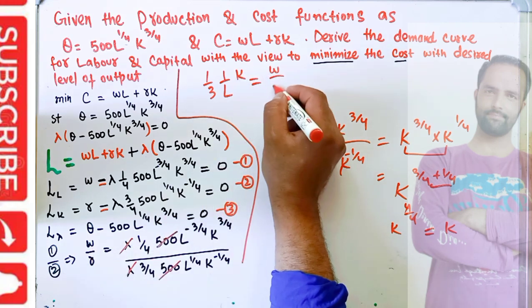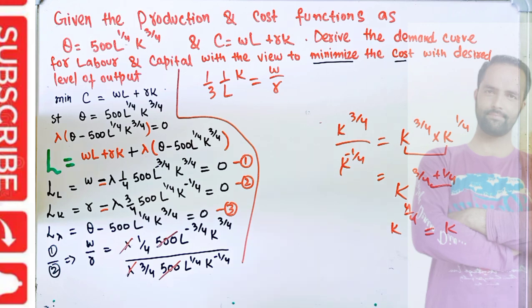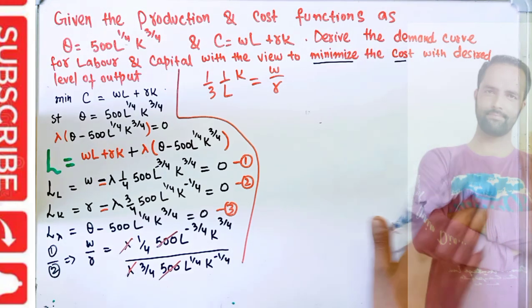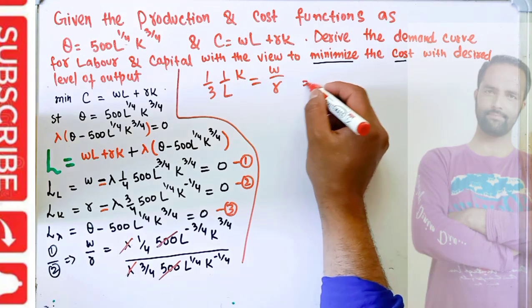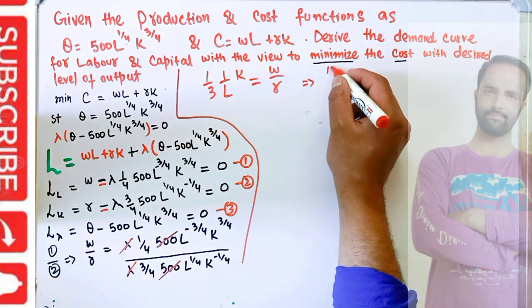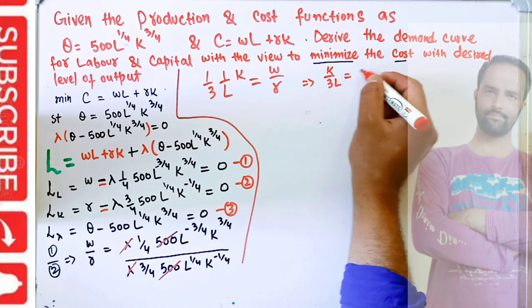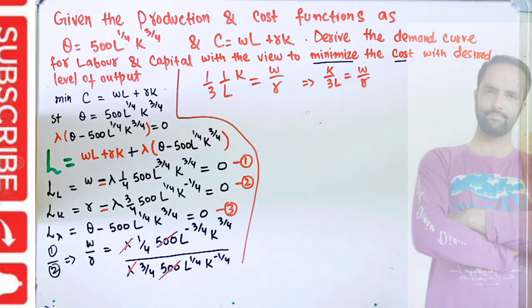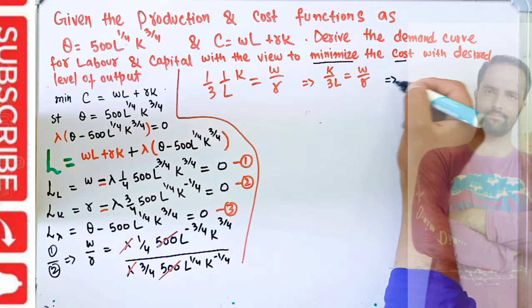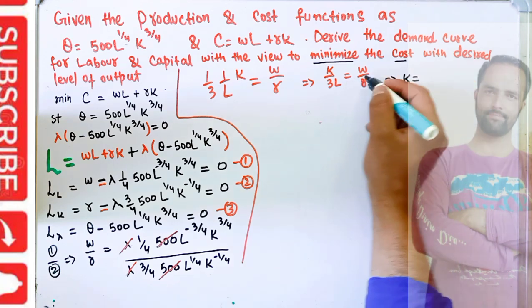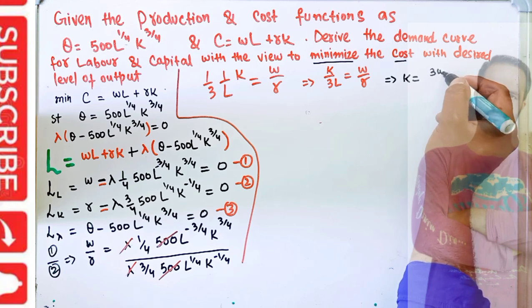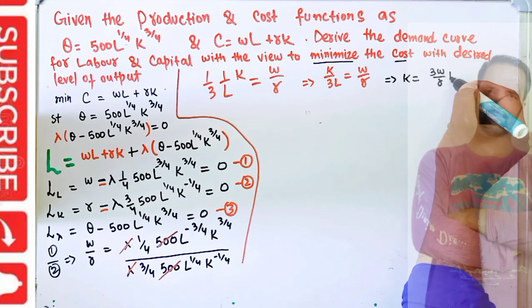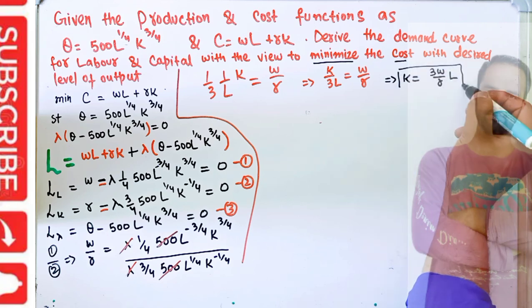So we have k into 1 upon L should be equal to w upon r, wage rate upon rental rate of capital. So basically what we got here, k upon 3l is equal to w upon r. Let us solve it for k, which implies k is equal to, transposing this 3l here, 3w upon r into l. This is the value of k here.